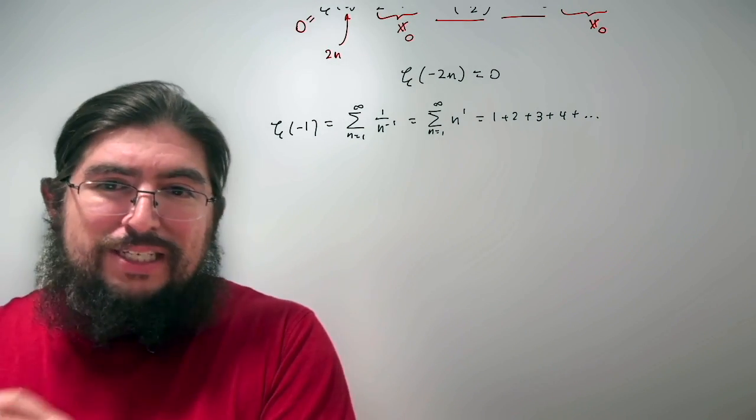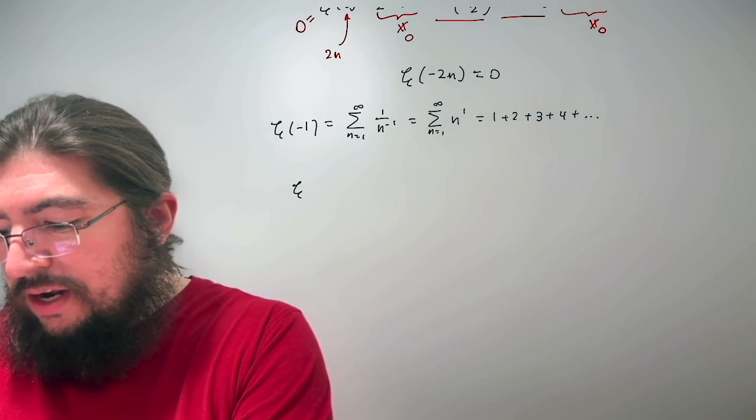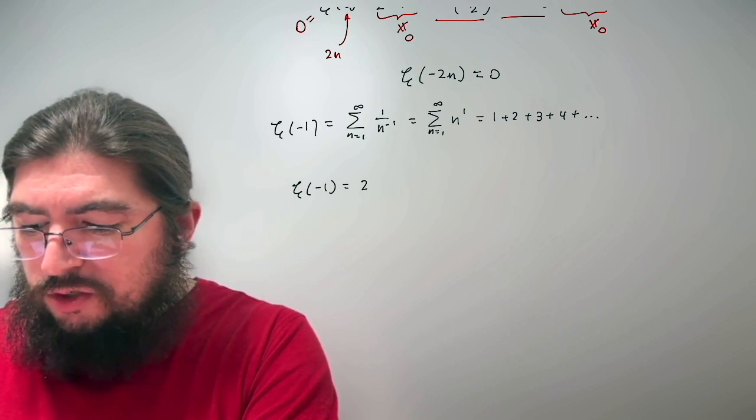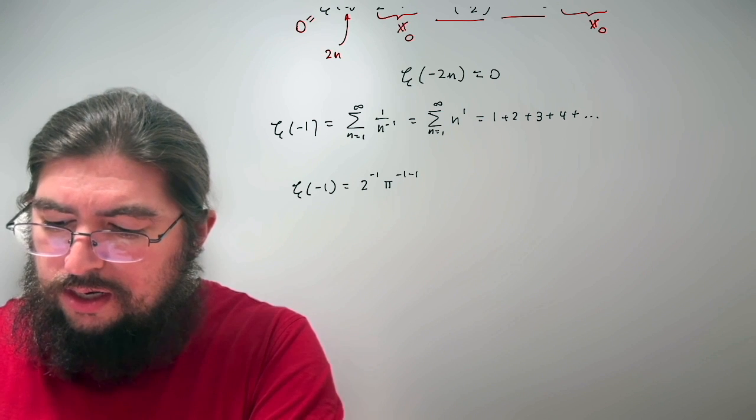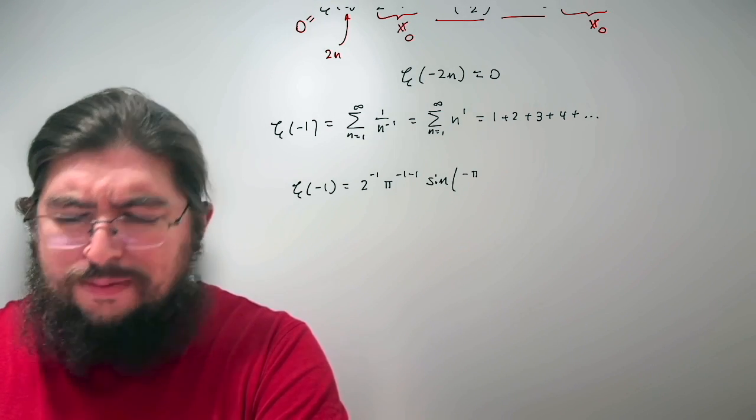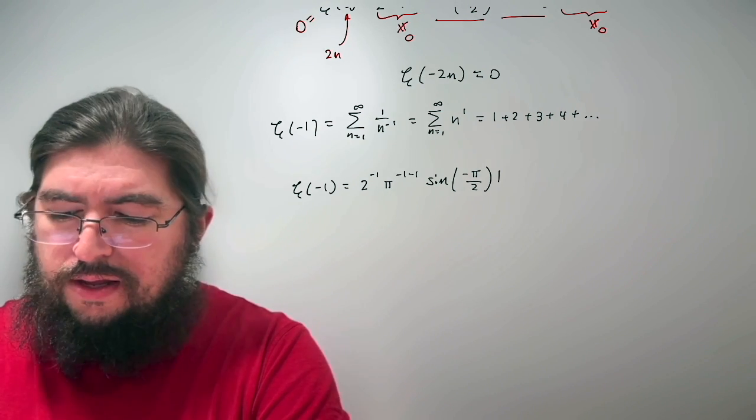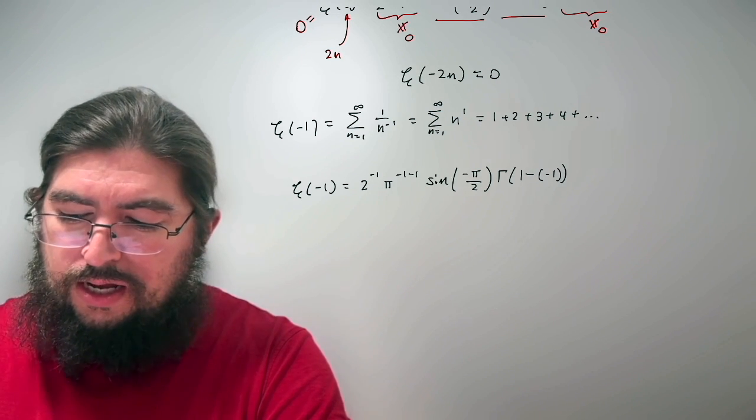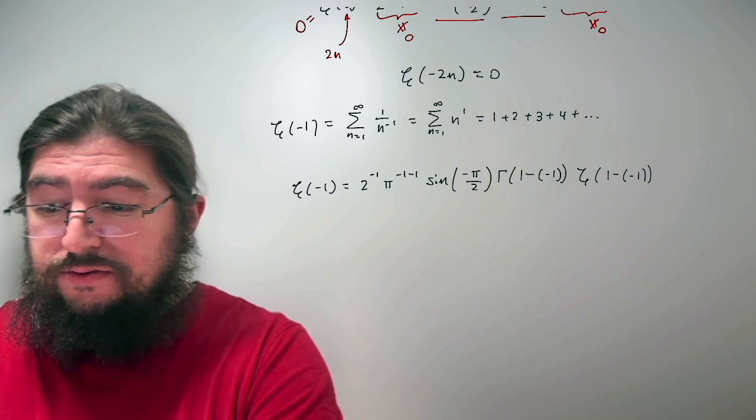So this is not the way of defining zeta of negative 1, but we know, in fact, to define zeta of negative 1, we can use the functional equation. So using the functional equation, we have 2 to the negative 1, pi to the negative 1 minus 1, sine of pi times s, which is negative pi over 2, that's negative 1, so that's okay. And then gamma of 1 minus negative 1, that's gamma of 2. And then zeta of 1 minus negative 1, that's zeta of 2.